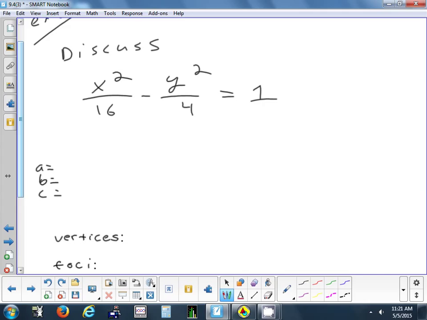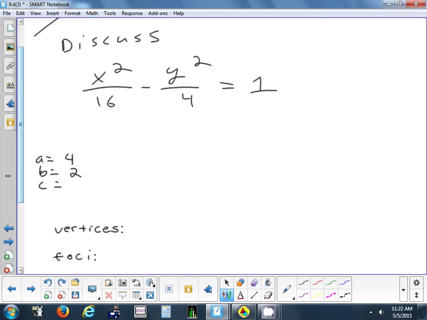Okay, Cody, which one is A here? It's not given to you directly. You've got to take a square root, but what is A? 4. A is 4. It's always the square root of the first term. Okay, Casey, what's B? 2. Yep, square root of the second term. Okay, C, we need to calculate. C squared equals 16 plus 4. It's A squared plus B squared. So it's the square root of 20, or you can write it as 2 square roots of 5.